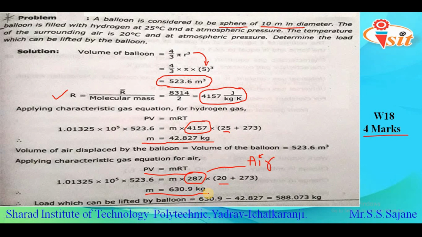630.9 kg. Now for calculating the load which can be lifted by the balloon, we will simply take the difference of both the masses which we have just calculated. So the mass of air, 630.9, minus the mass of hydrogen gas, that is 42.827 kg. So this will give us the answer equal to 588.073 kg. So this was the last question from the winter 18 paper.